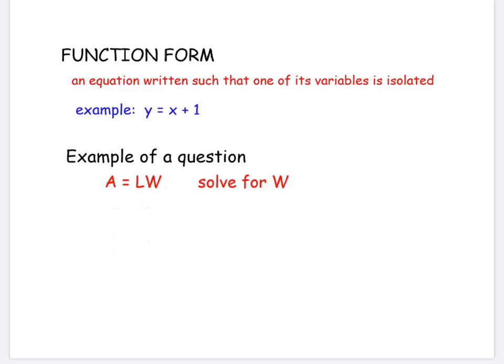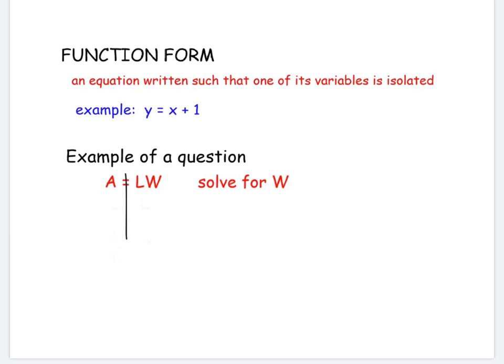What you might see is a formula or a literal equation, A equals L times W, or area equals length times width. The question will ask you to solve it for W, or width. So that means I want to get the W by itself. In order to do that, I have to get rid of everything that is on the same side as the W. The same side of the W is the L. So the L is being multiplied by the W.